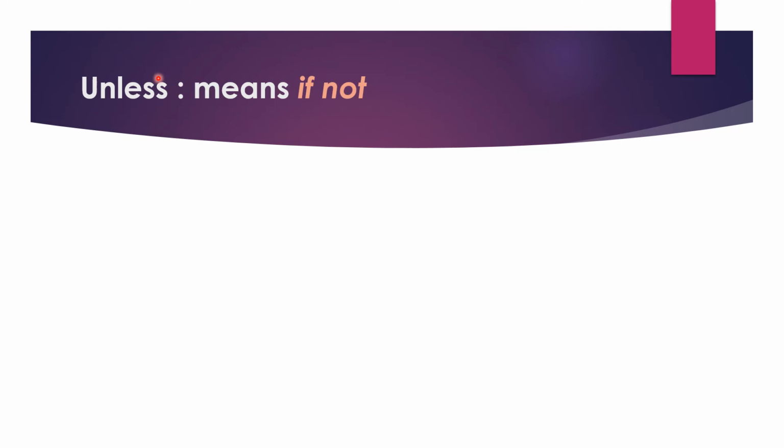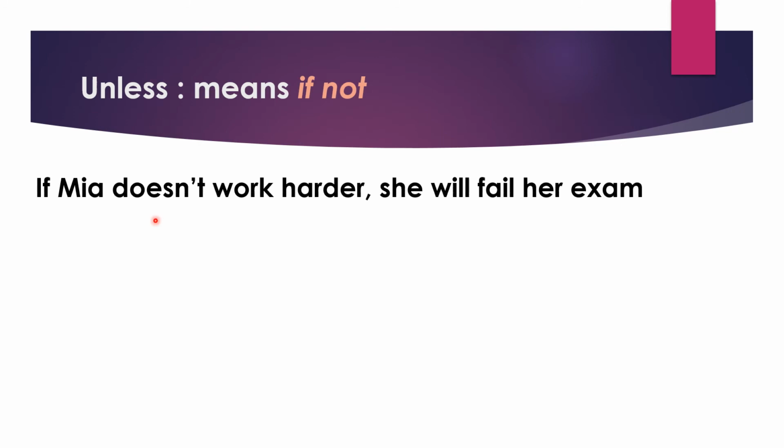How? Let's take an example. Look at this example. We have: If Mia doesn't work harder, she will fail her exam. Here we have the if clause, and my work will be entirely in the if clause. If Mia, because Mia is singular, we put doesn't, negating the sentence with doesn't and infinitive verb, and the main clause she will fail her exam. Now I want to rewrite it using unless, meaning it should become an unless sentence. So we have to delete if and put unless instead of it.